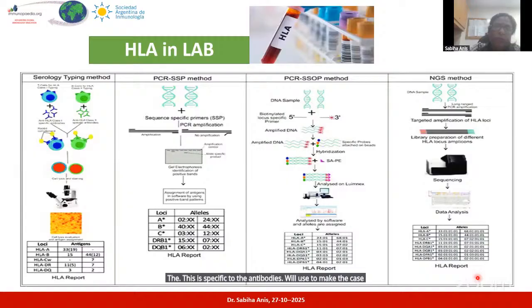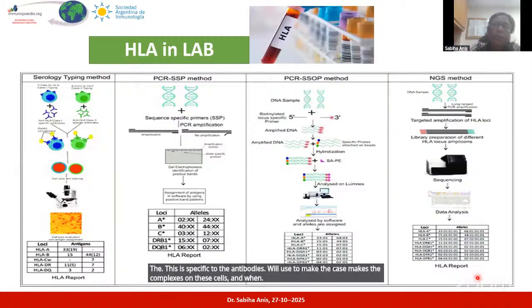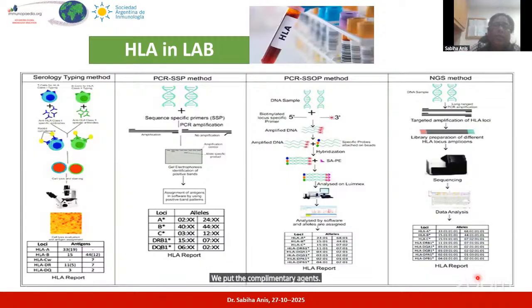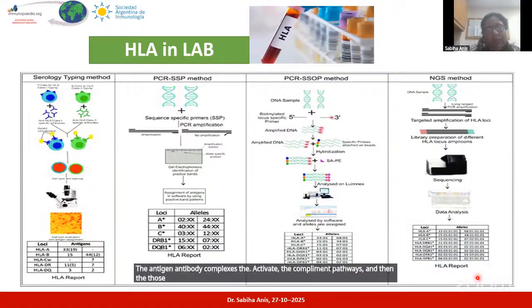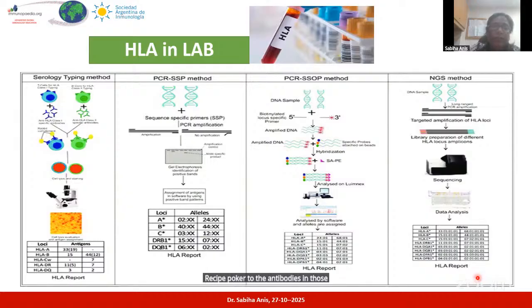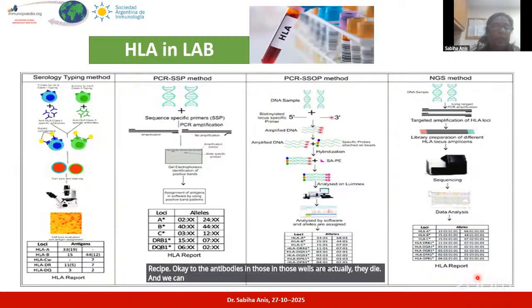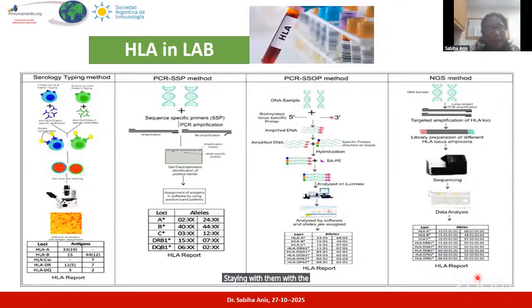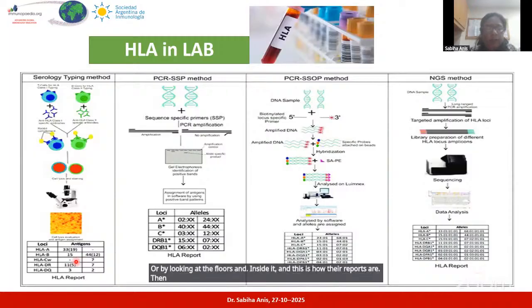makes the complexes on these cells, and when we put in the complement reagents, the antigen-antibody complexes activate the complement pathways, and then those cells which have the HLA antigens reciprocal to the antibodies in those wells actually die, and we can see them under the microscope either by staining them with eosin or by looking at the fluorescent dye inside them. And this is how their reports are then generated and reported.